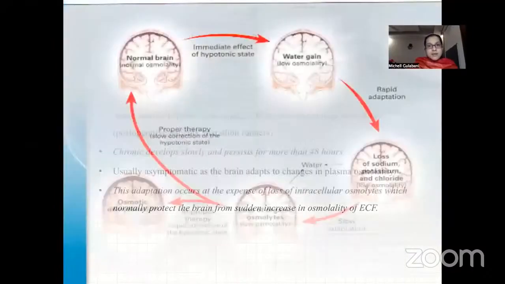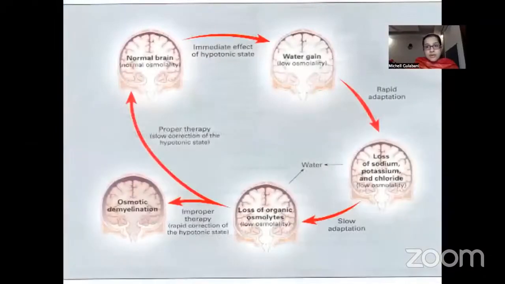Let's see this diagrammatic representation of how the brain adapts to this hyponatremia. So the immediate effect of a hypotonic state is water gain and low osmolality. And when there is chronic or slow adaptation, there will be the loss of sodium, potassium, and chloride. And these organic osmolytes will be slowly lost from the cells to maintain their intracellular volume.